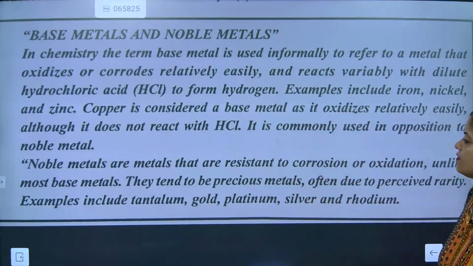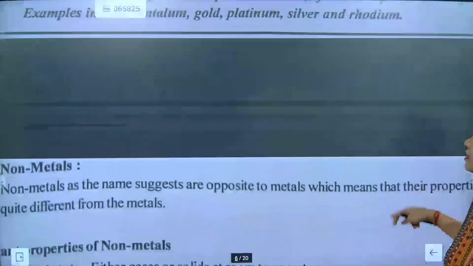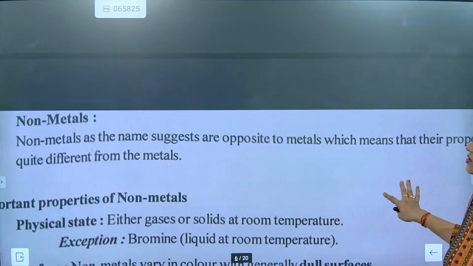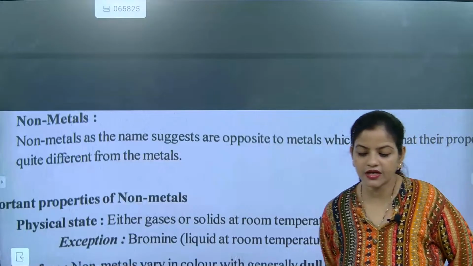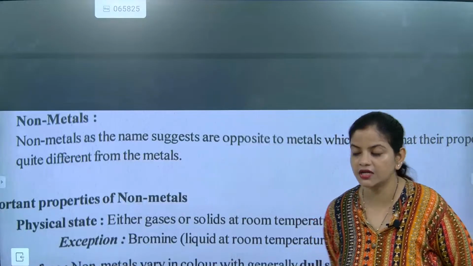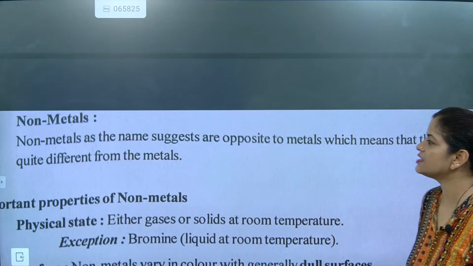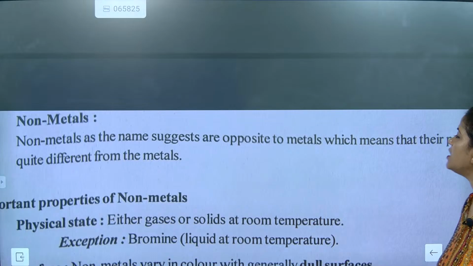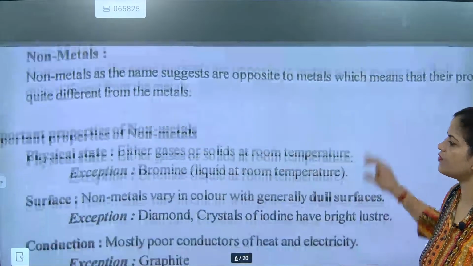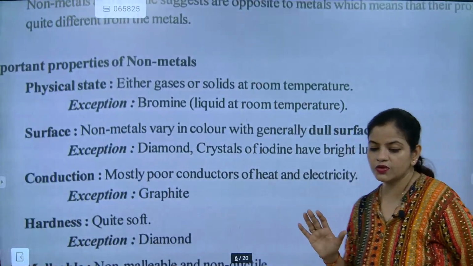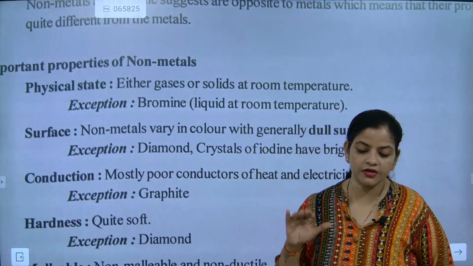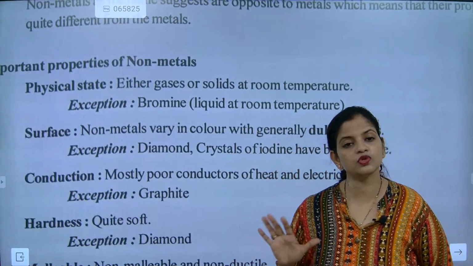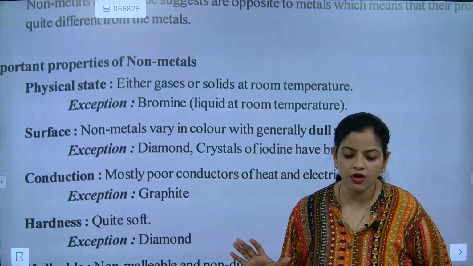Now look here, beta. We will go for the next one. Non-metals. Now we will be talking about non-metals. So in the non-metal category, let's talk about the non-metal content. Non-metals, as the name suggests, are opposite to metals. Now beta, what are the properties of non-metals? You need to understand one very important thing. Metals were mostly solid. Now what about non-metals, beta?